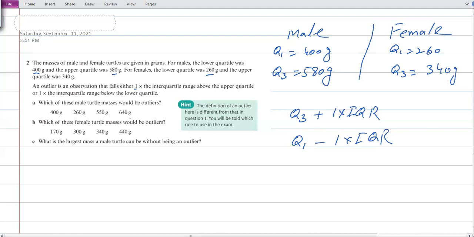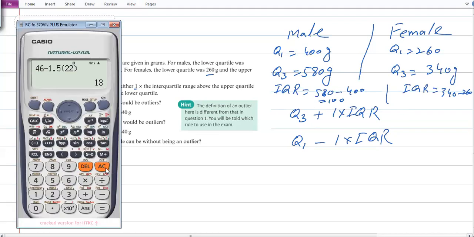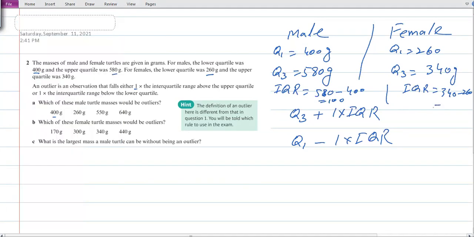So the question is, which of these male turtles would be outliers? Some values are given, so we have to check whether they will be an outlier or not. First, find the interquartile range: 580 minus 400, which is 180. In the same way, for females, 340 minus 260 will be 80.